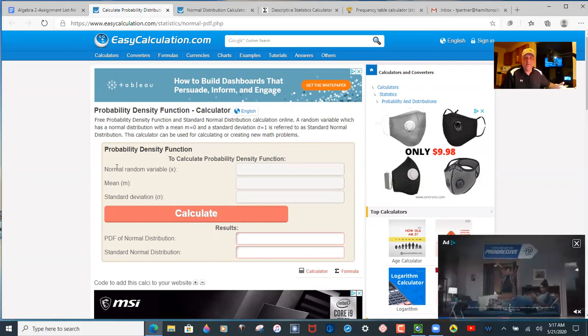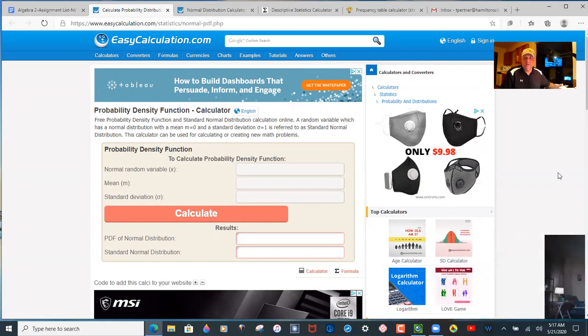Again, we will not be using this tool very much, and it's the normal CDF that we'll be using a lot of.